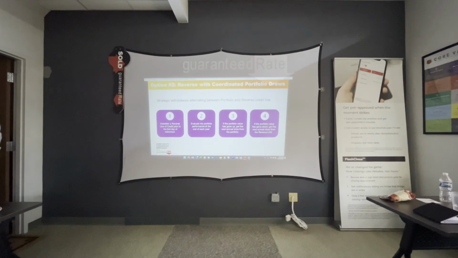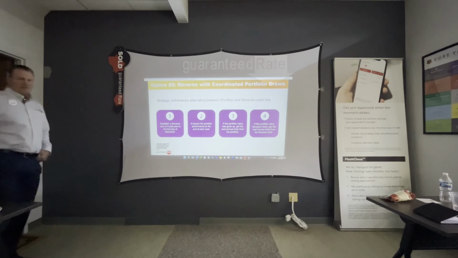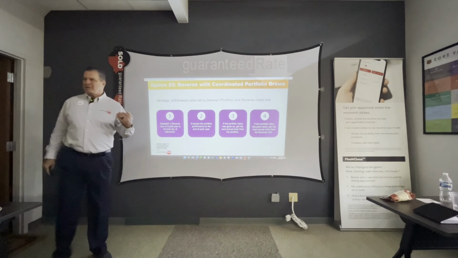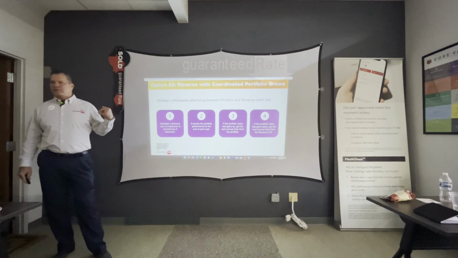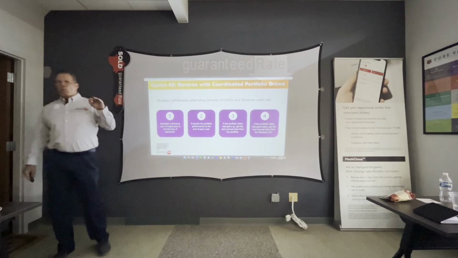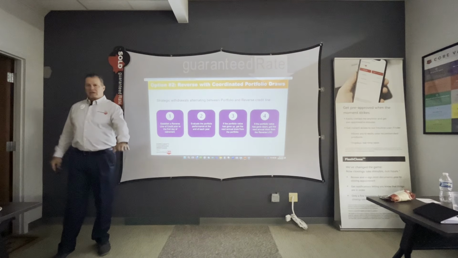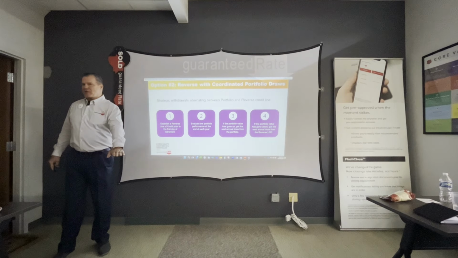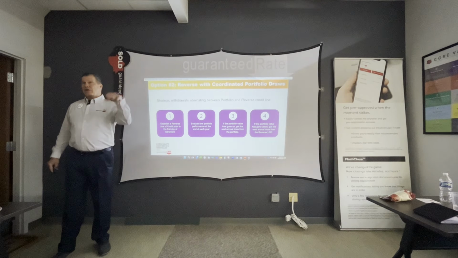Here's the strategy, folks. It's very simple. We alternate between portfolio and the reverse credit line. What drives that decision? We establish the reverse credit line on the first day of retirement, early, at 67 for Ernie and Rose. Now, folks, when my parents took out their credit line, it was about $330,000 back then. That credit line limit has gone up. It's almost doubled since they've taken it.